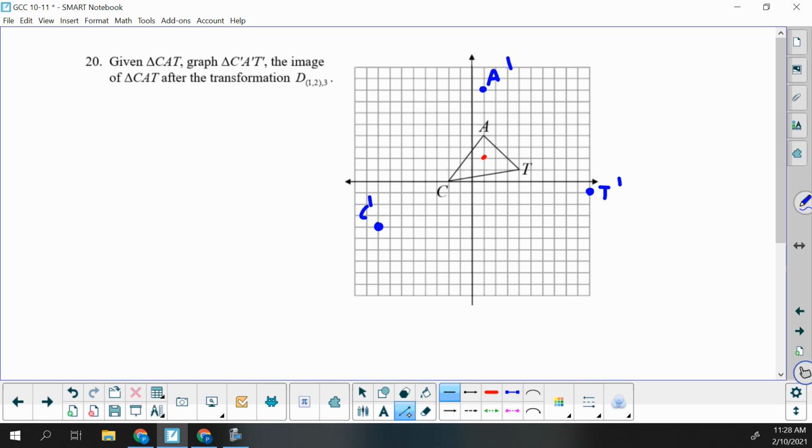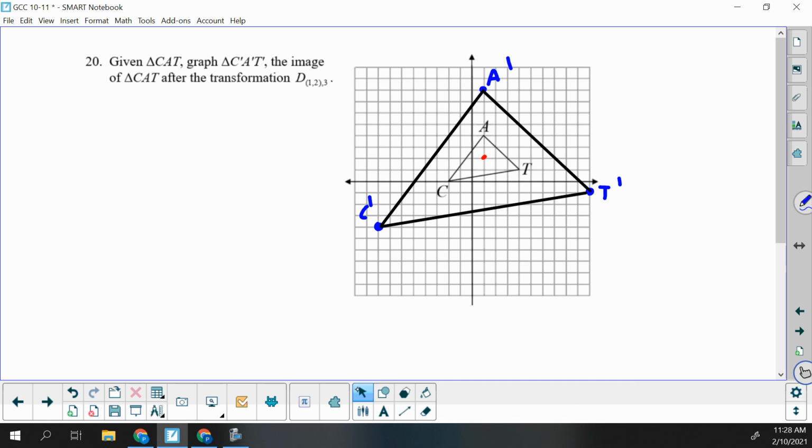And then use your straight edge to connect those points. And that would be our image. Now just something to compare it to the last question. Notice our center of dilation was not on any of the sides. So when we dilated the figure, all the sides were now parallel to the original sides.